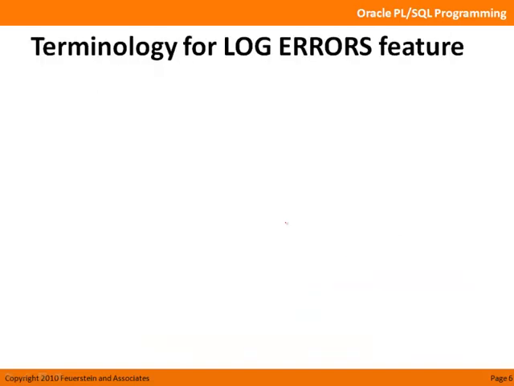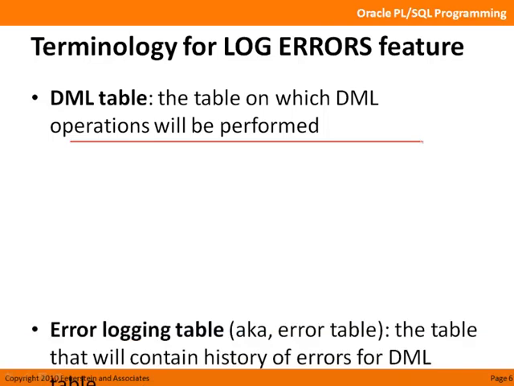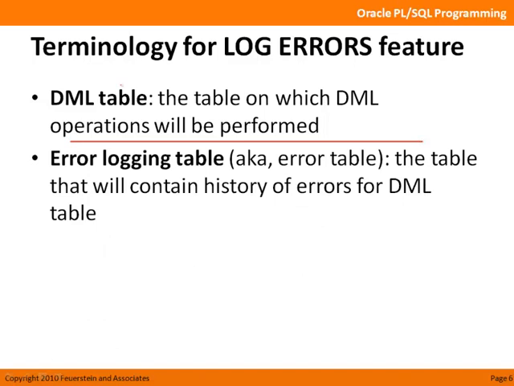So first of all, let's talk about some terminology when working with the log errors feature. So we'll refer to something as the DML table, and that's the table on which DML operations will be performed. So if I say update employees, set last name equal to null, the DML table is the employees table. And then there's the error logging table or error table, and that's the table that will contain a history of all the errors generated when you executed DML operations against that table.